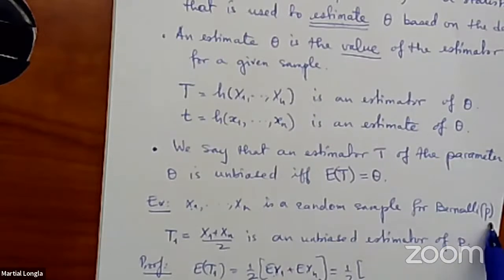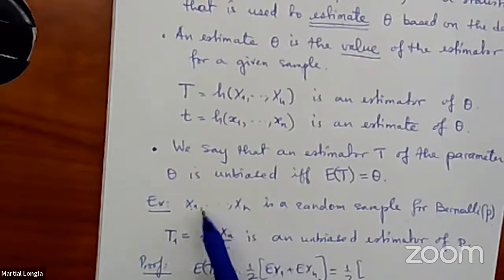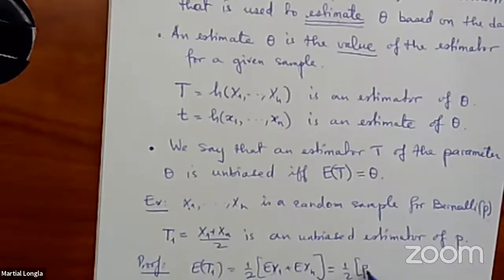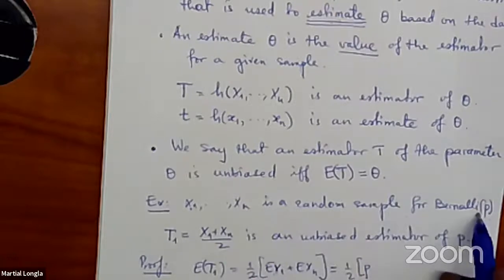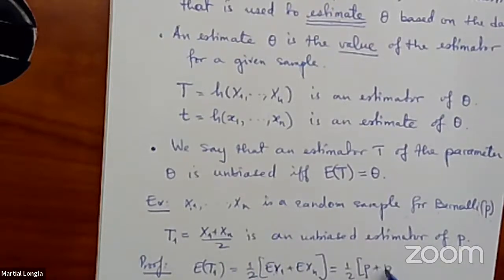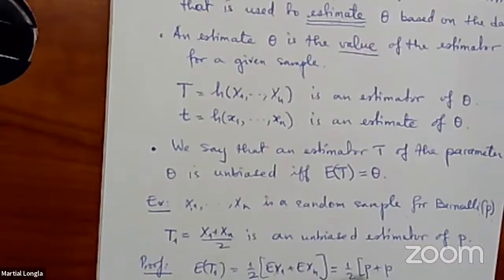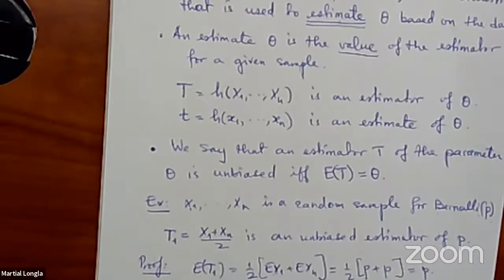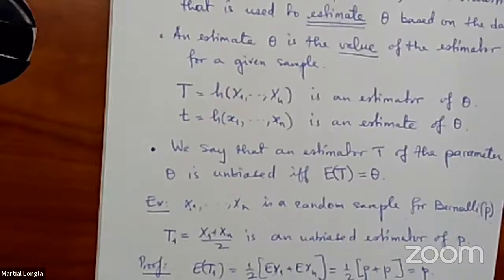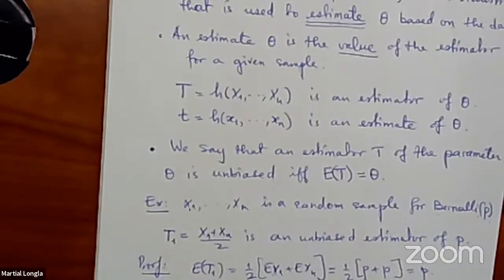It says Bernoulli, you know the mean is P. So I say, what's the expected value of x1? x1 is from Bernoulli, so the expected value is P. xn is from Bernoulli, the expected value is P. So that's 1/2 of P plus P, that's P. The expected value of T1 is equal to P, and that's why T1 is an unbiased estimator.